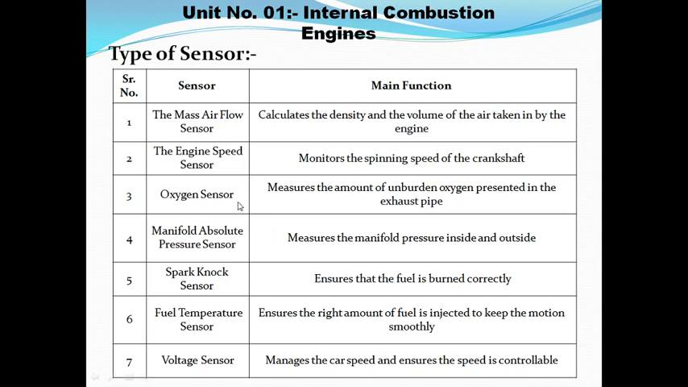Next is the oxygen sensor. It measures the amount of unburned oxygen present in the exhaust pipe. Oxygen is mainly used for the complete combustion of the fuel. In every combustion process, oxygen is necessary. For that purpose, we mount the oxygen sensor in the exhaust pipe.